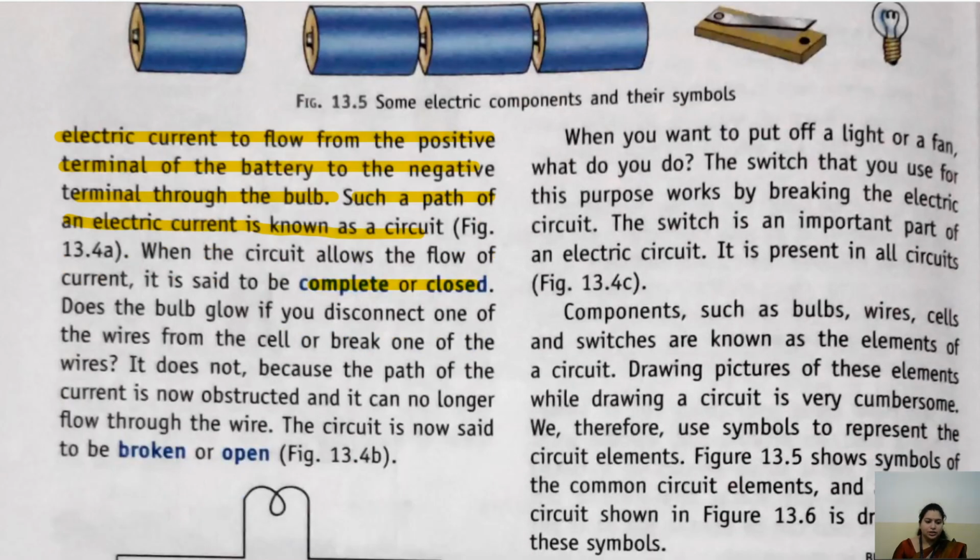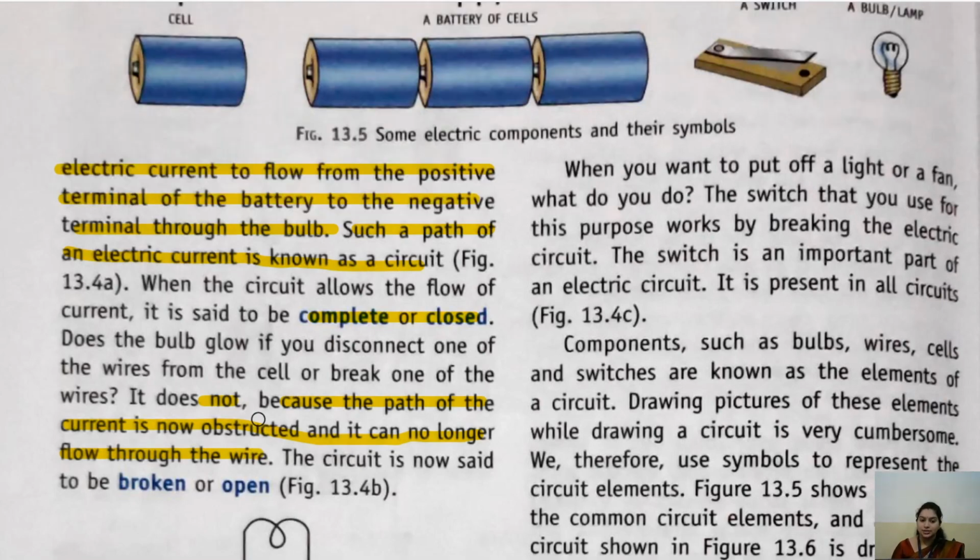Okay, so does the bulb glow if you disconnect one of the wire from the cell or a battery? No, it will not, because the path of the current is now obstructed and it can no longer flow through the wire. Okay, so if the circuit or the path is broken from anywhere, then the current will not flow and hence the bulb will not glow. Okay, so this is called electrical circuit.